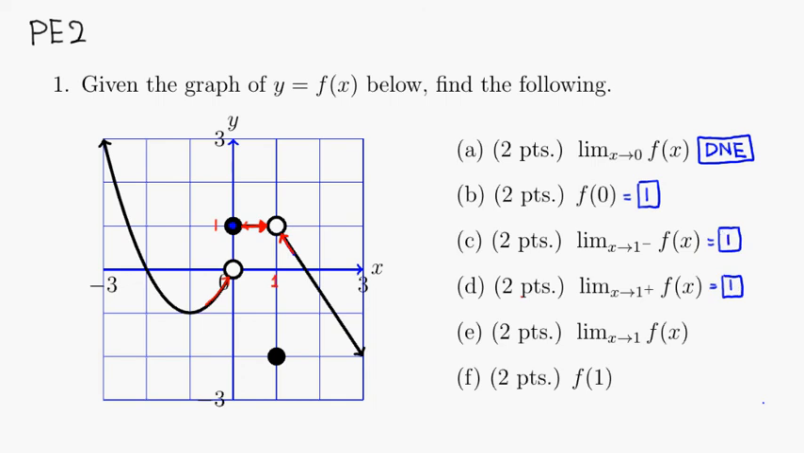All right. Since the left-hand limit and the right-hand limit are equal to each other, this basically tells you the two-sided limit is going to be the same value. So this is going to be 1. We don't even have to look at the picture once you know C and D.